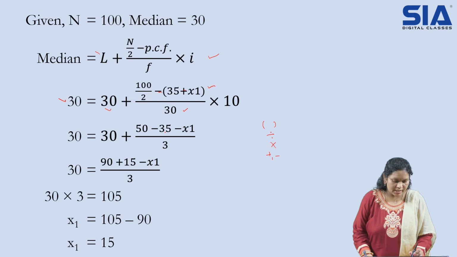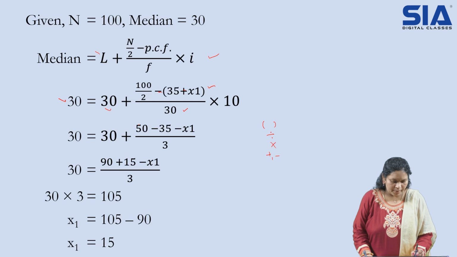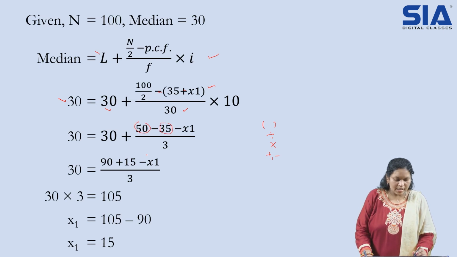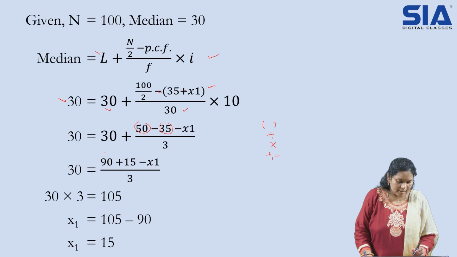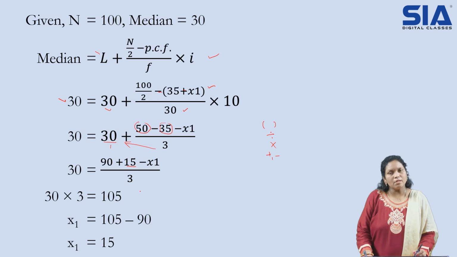Now 50 minus 35 I can do, right? We can't subtract a variable, but I can subtract 50 minus 35, which gives 15. Next, I have considered the LCM here. Nothing is there, so 30 into 3 goes to 90. 90 plus 15, where subtractions I have done, so it goes to 15 minus x1 as it is, divided by 3 as it is.